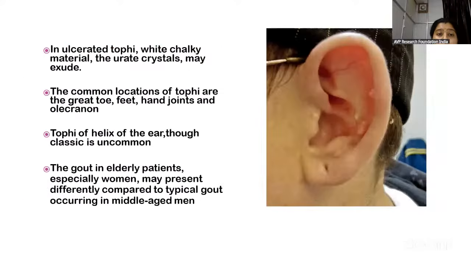In ulcerated tophi, white chalky material, the urate crystals, may exude. The common locations of tophi are the great toe, feet, hand joints, and olecranon. Tophi of the helix of the ear is also uncommon.